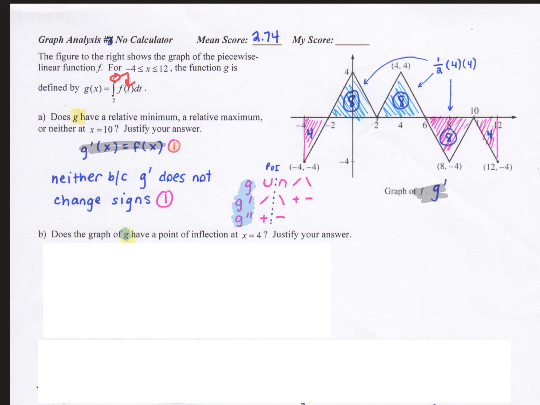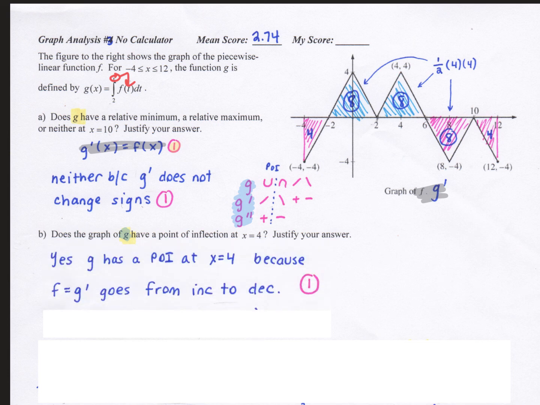Therefore, yes, I do have a point of inflection. And my reason is because f equals g prime goes increase to decrease. You could also see because f has a relative max at x equals 4. So either of these two explanations is okay. And like I said earlier, you don't have to refer to f and g prime both. You could use one or the other as long as that connection has been made prior to using it in the problem.